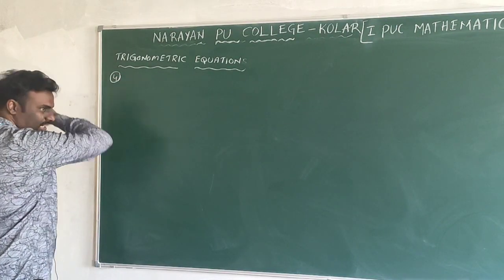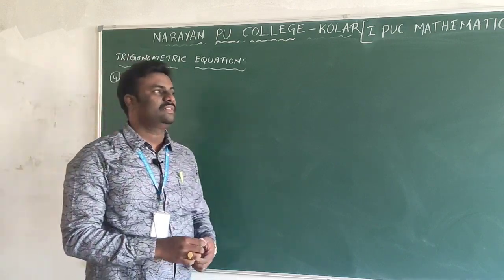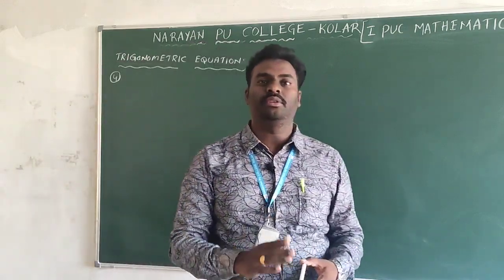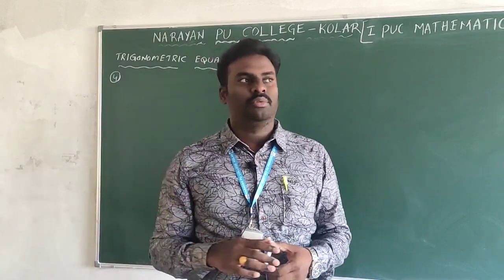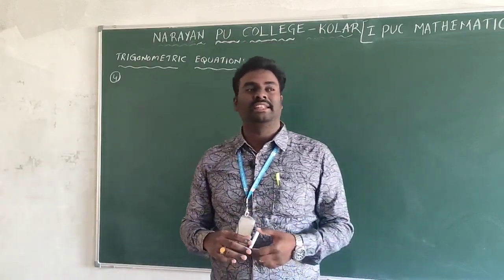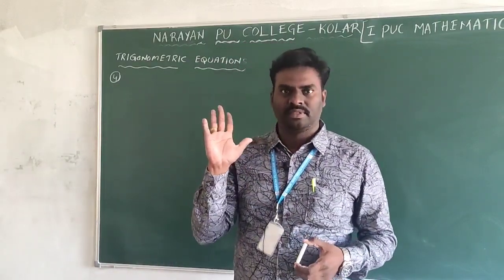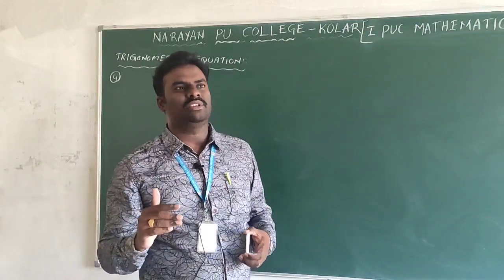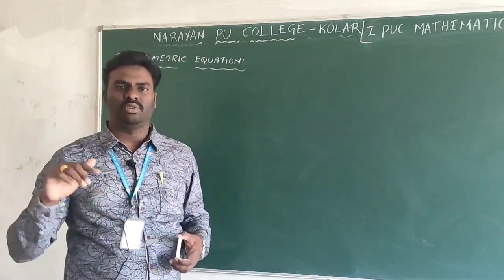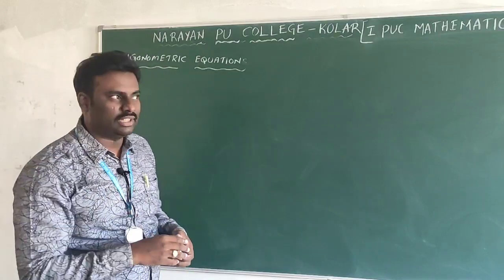The first three general solutions, the right side is equal to 0. Now we are discussing another three, where the right side is any value. Sin x is equal to 2, sin x is equal to 1 plus 2 is not possible, sin x is equal to 1 by 2, sin x is equal to 1, that way.